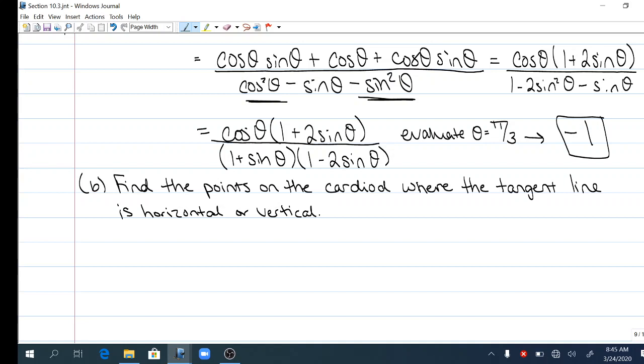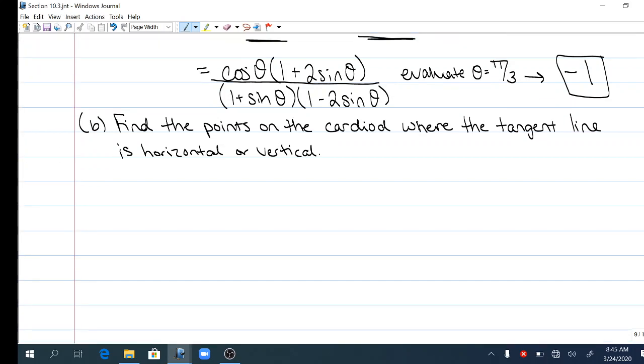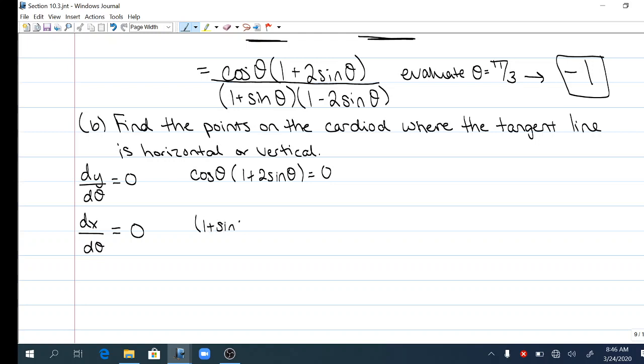B. Find the points on the cardioid where the tangent line is horizontal or vertical. So now what we want to do is take our numerator and set it equal to 0, and set our denominator equal to 0. So let's set each of dy d theta and dx d theta equal to 0. The numerator was cosine theta times the quantity 1 plus 2 sine theta. We set that equal to 0. The denominator was the quantity 1 plus sine theta times the quantity 1 minus 2 sine theta. We set that equal to 0.